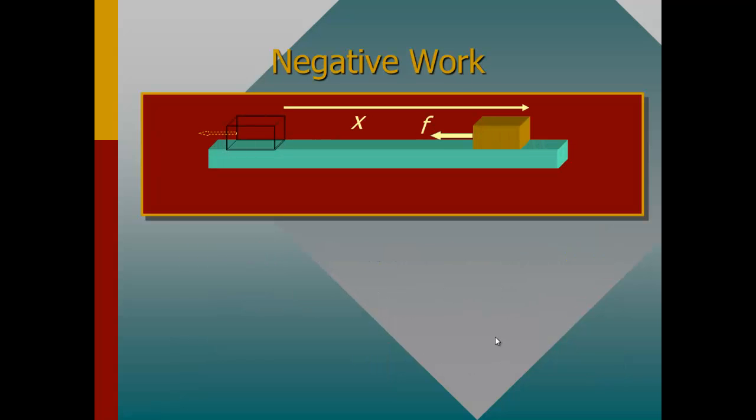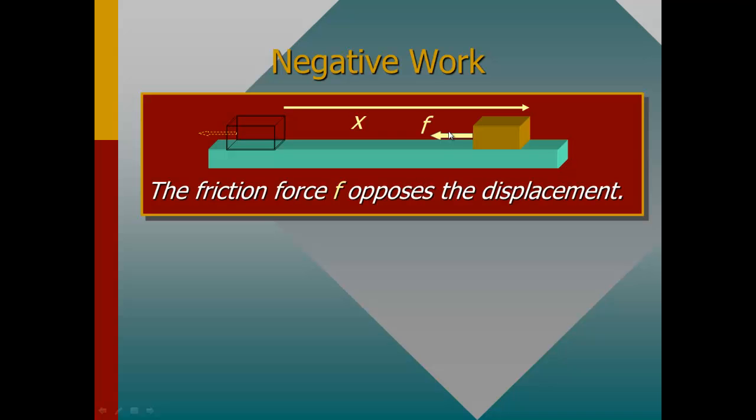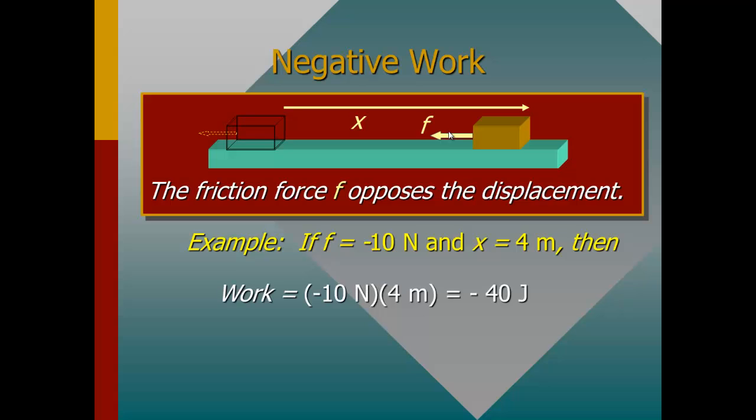What about negative work? Well, notice that the displacement here is to the right, but the force of friction is to the left. Then the friction force opposes the displacement, and so the force of friction would be negative 10 newtons, and the displacement x is 4 meters. If we multiply them together, we get negative 40 joules.